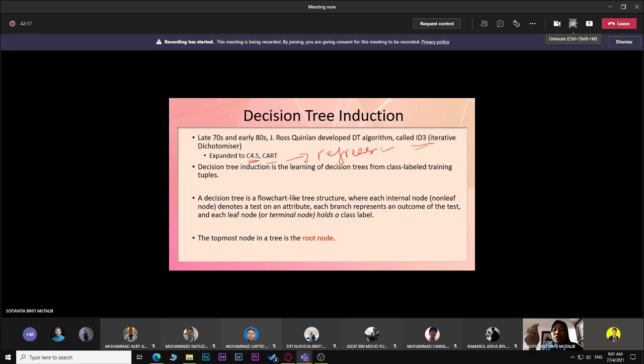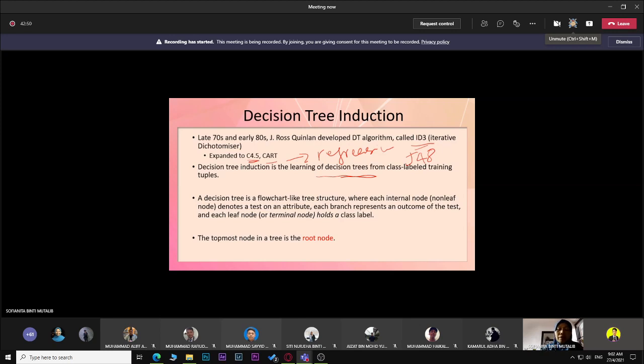And C4.5 implements what we call information gain. What we have in WEKA, some of you have done it, is J48. Why J48? Because C is using the C language and WEKA is using Java. And the tree is induction, a learning process through the class label.